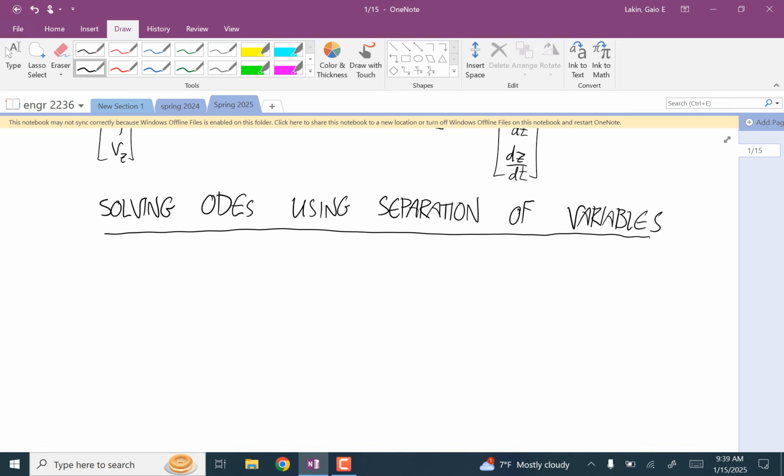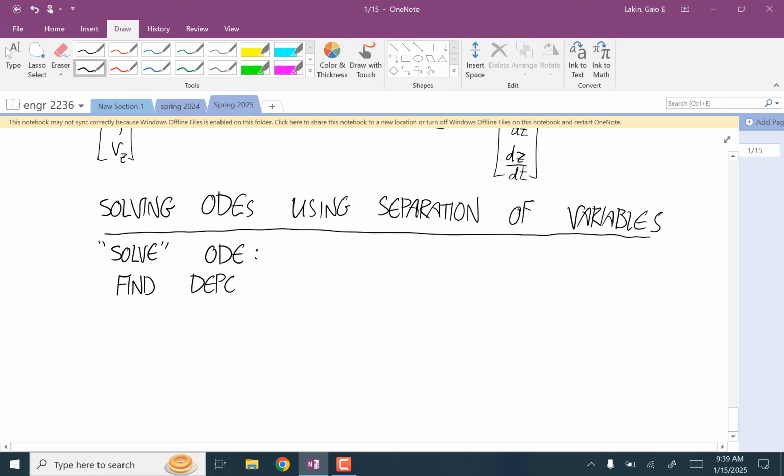So what does it mean to solve a differential equation, an ordinary differential equation? It means to find the dependent variable as a function of the independent variable.